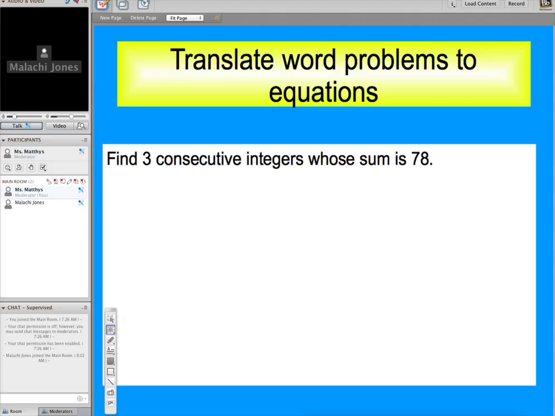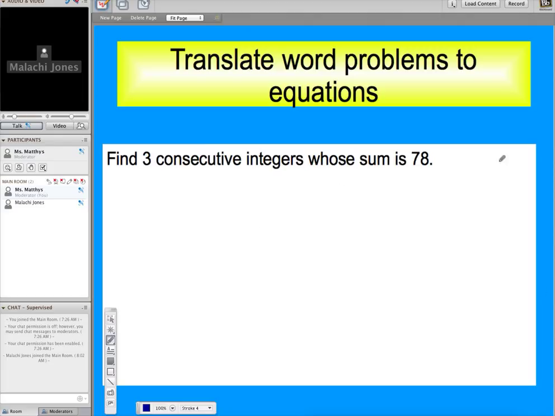Okay, so then another section in Module 2 is translating word problems into equations. Find 3 consecutive integers whose sum is 78. Now, the thing is, when I'm doing that, I have to figure out what the question is even asking. Find 3 consecutive integers. What does that mean, 3 consecutive integers?